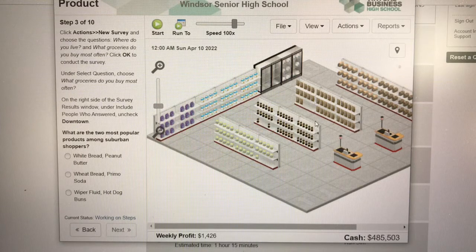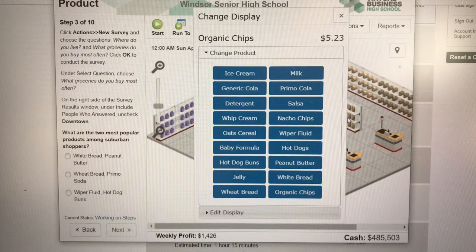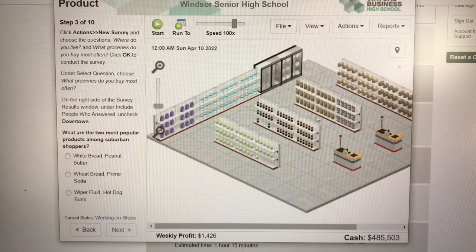Let's see. They said that they like impulse buys. The suburban people liked the regular nacho chips more. So I'm going to put those out there too. And I'm not going to answer these questions because this will be part of your assignment, what you're going to do. But just to give you an idea, I've just made some minor changes. And let's see if my profit goes up based on adding white bread to the shelves and adding some nacho chips, okay?